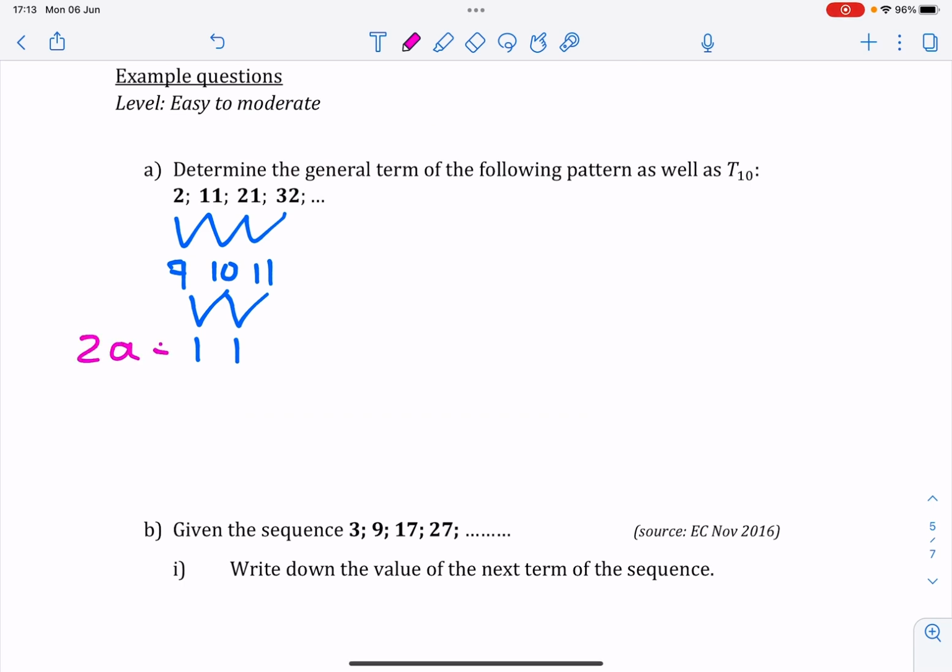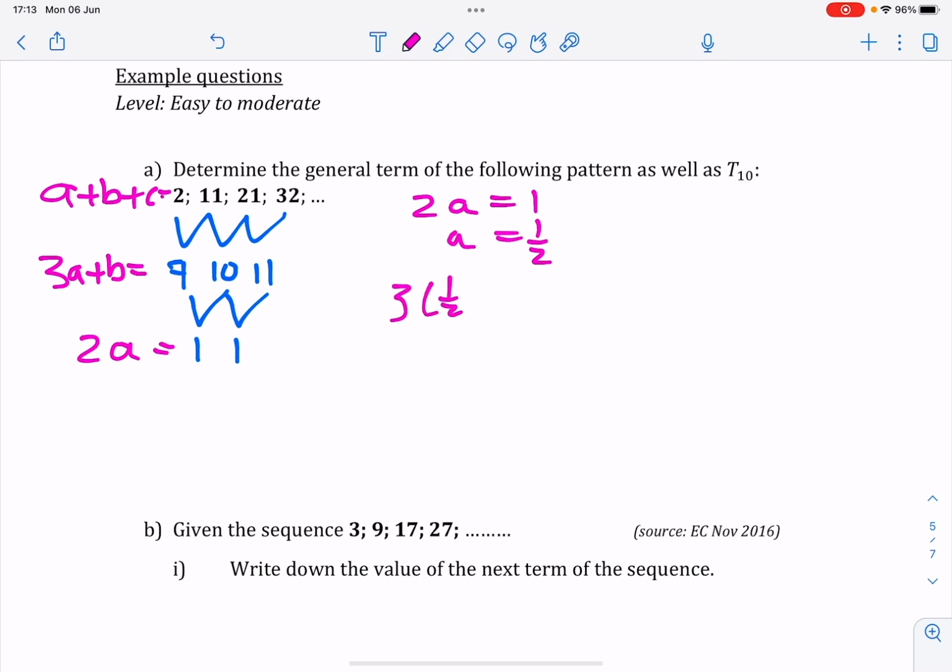So 2a is equal to 1. 3a plus b is equal to 9. And a plus b plus c is equal to 2. So 2a is equal to 1, a is equal to a half. Then 3 times a half plus b is equal to 9. So that means that b is equal to 15 over 2. That's something you can do on your calculator.